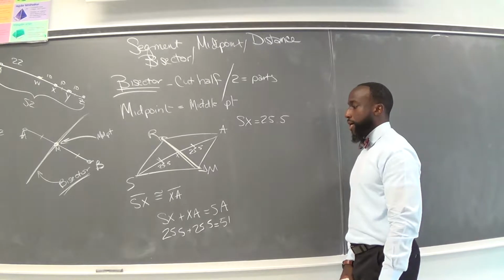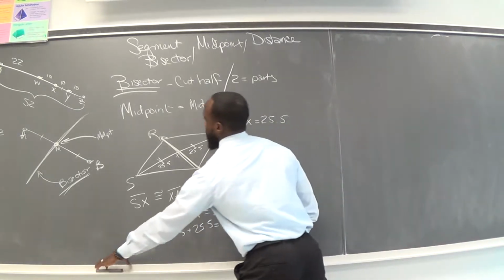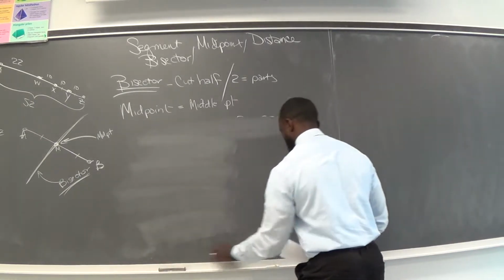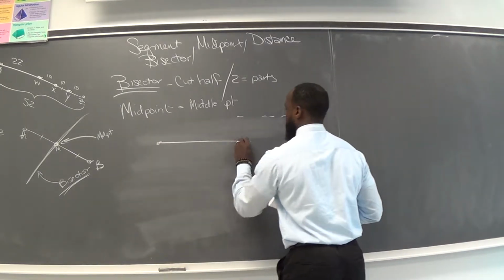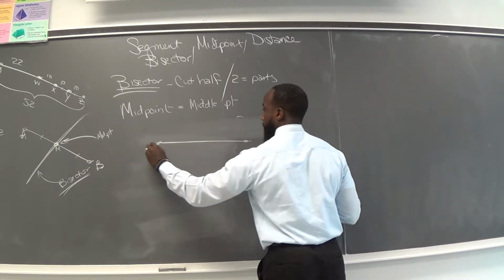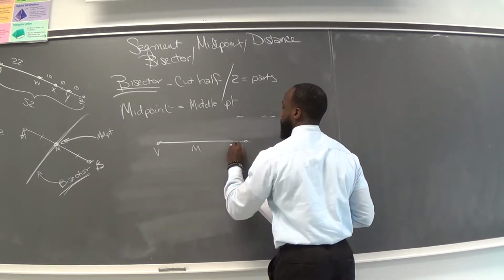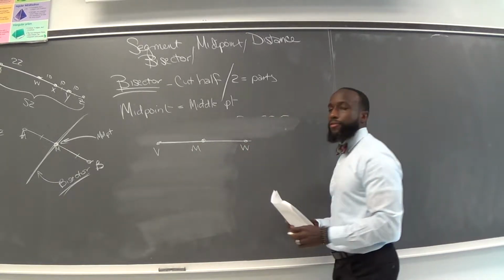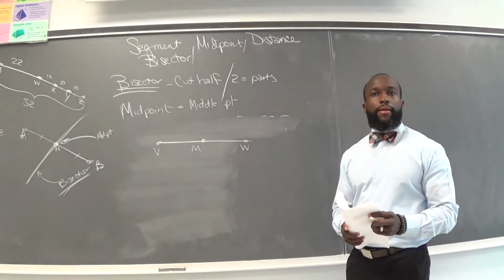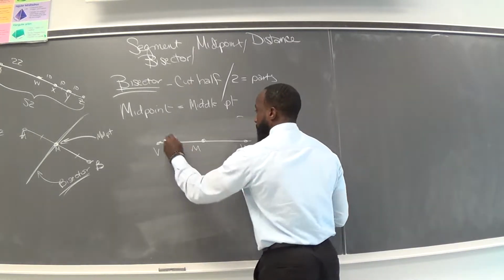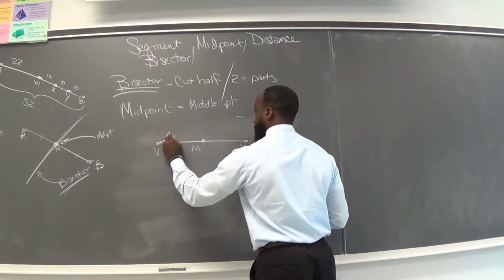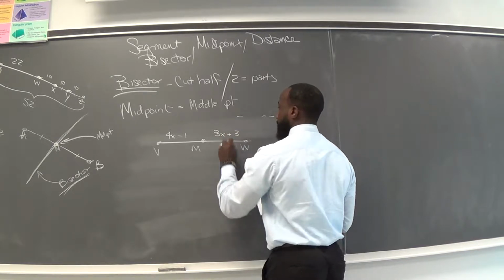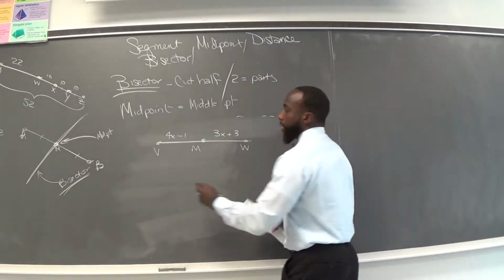Now let's make it more complicated. Let's look at the next slide where we have this segment. And they said V, M, W. Said M is the midpoint. What's midpoint mean? Middle, right? And they said VM is 4x minus 1. And they said MW is 3x plus 3. They want to know what VM is.